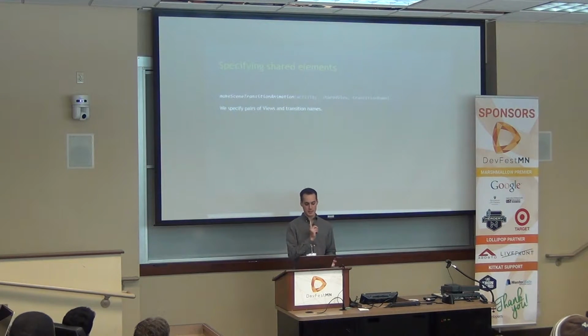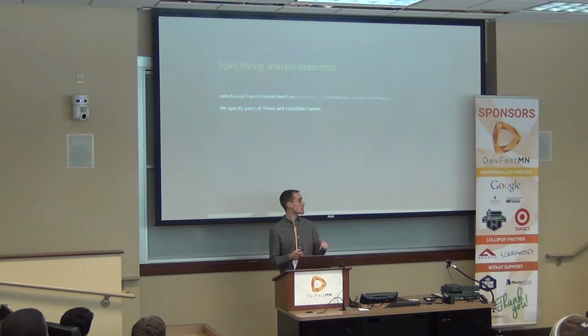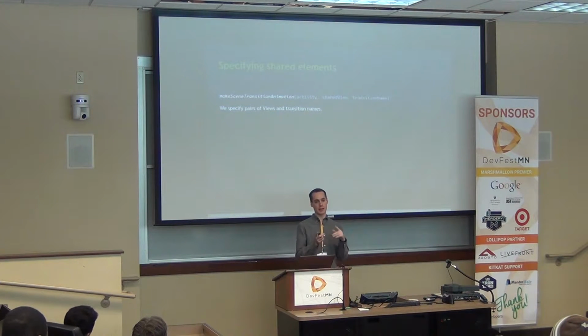All right, so let's talk a little bit more about the makeSceneTransitionAnimation first. We're specifying pairs of views and transition names. There's a convenience method that I'm calling here that you just pass in one shared view and one transition name. There's also a different version that takes in actual pair objects of views and transitions. So if you want to transition more than one shared thing at a time, you can do that too.